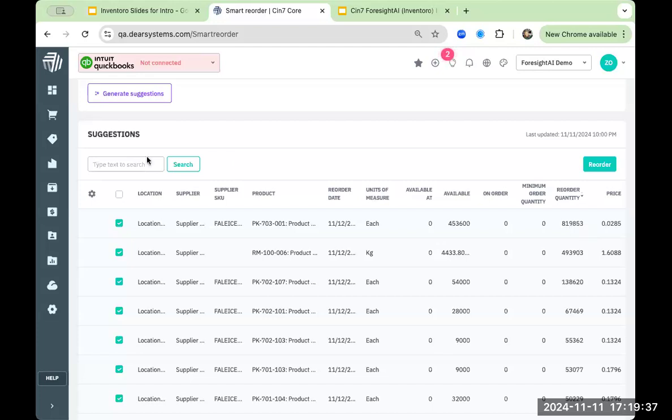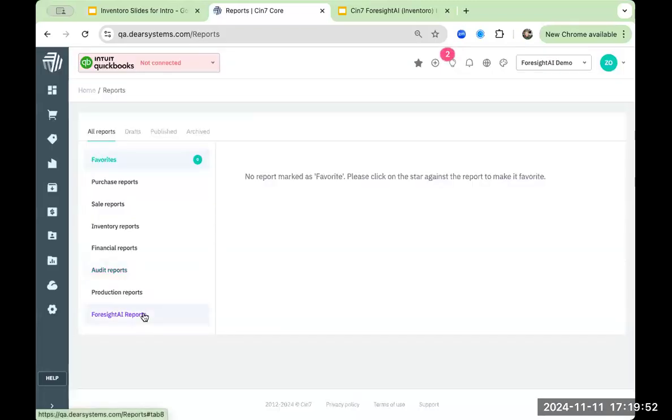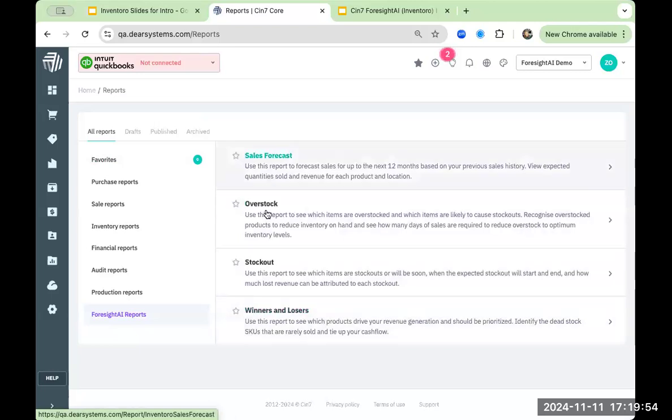Next, we have reports. And if you have any questions on this, again, feel free to add them to the chat. Reporting also is new, or we do have some new reports available to you in the purple. It'll have Foresight AI reports. These are all going to be technically available on that dashboard, but if you just want to hop in here really quickly, you're more than welcome to do so.